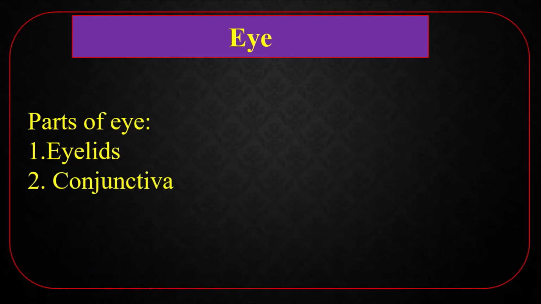Number 2, conjunctiva. The thin and transparent membrane covering the visible part of the eye is called conjunctiva. Number 3, eyeball. This is a spherical ball-like structure. Eyeballs are placed inside the orbit. They are composed of 3 layers.